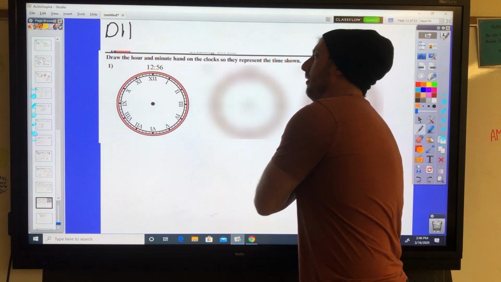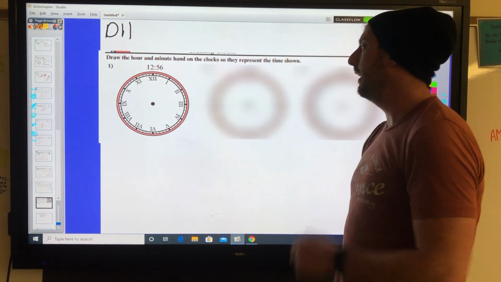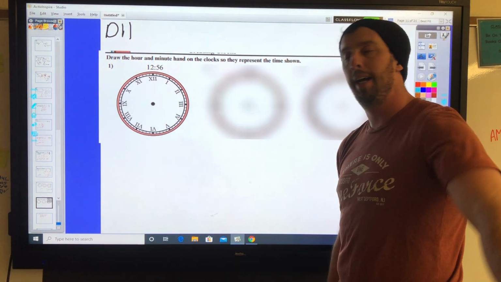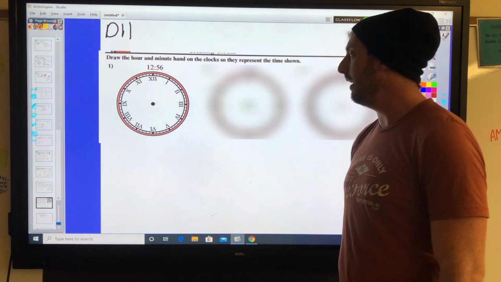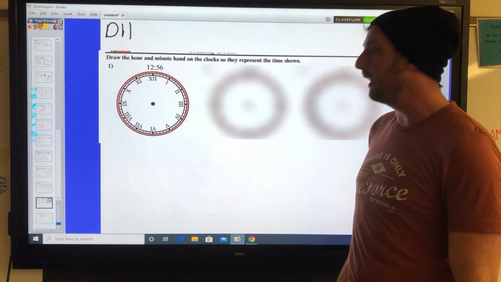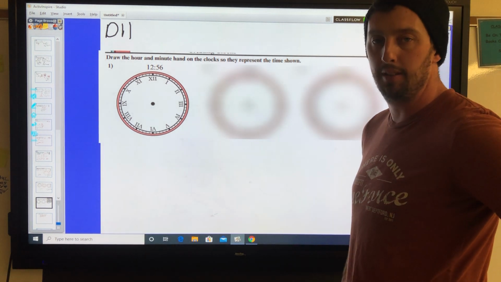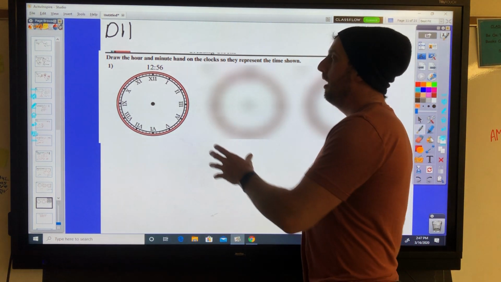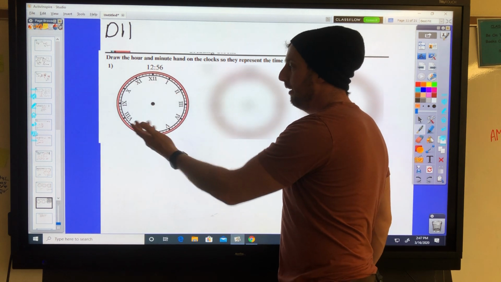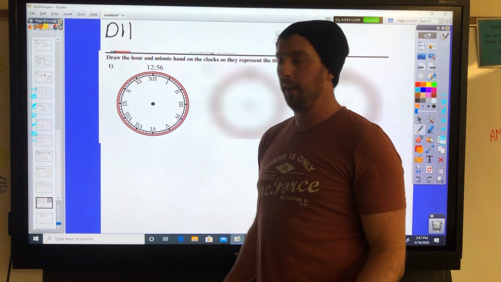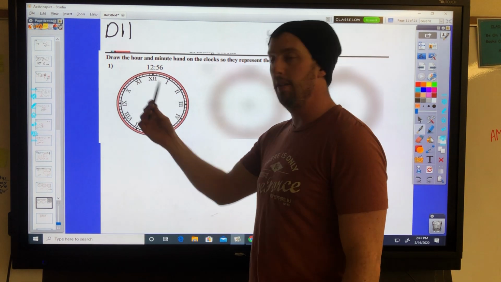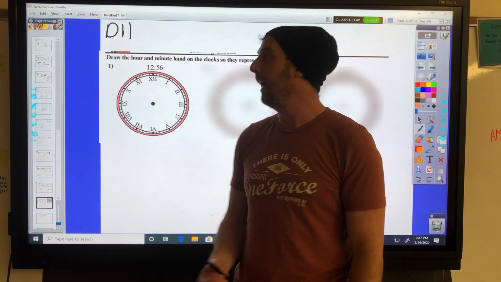Moving back on here. Day 11. Draw the hour and minute hand. So before you had to match and then you had to write the time given. Now you are literally drawing the hands. So draw the hour and minute hand on the clock so they represent the time shown. I have up here, this is a really confusing clock and they're going to give you a couple different kinds, but this is called Roman numerals, and don't worry, it's the same clock.